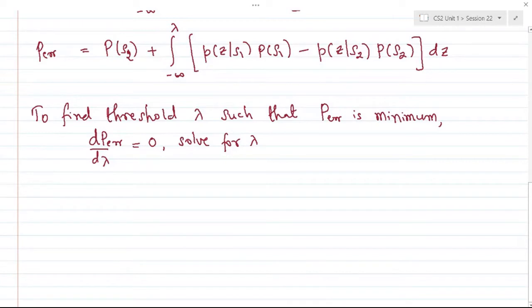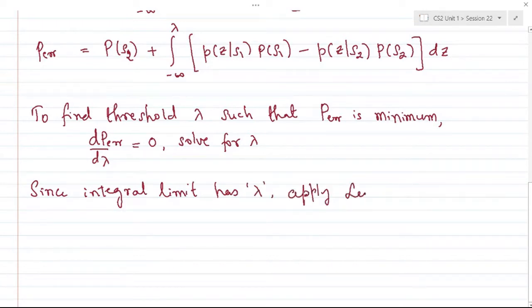So if I try to differentiate this P error with respect to lambda, you observe that lambda exists in the integral limits. So this is not a regular integration method. We need to resort to one rule known as the Leibniz rule. Since the integral limit has the variable itself, lambda, let's apply something known as the Leibniz rule.